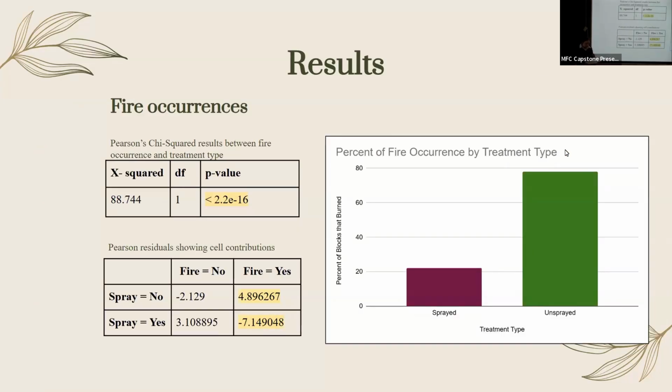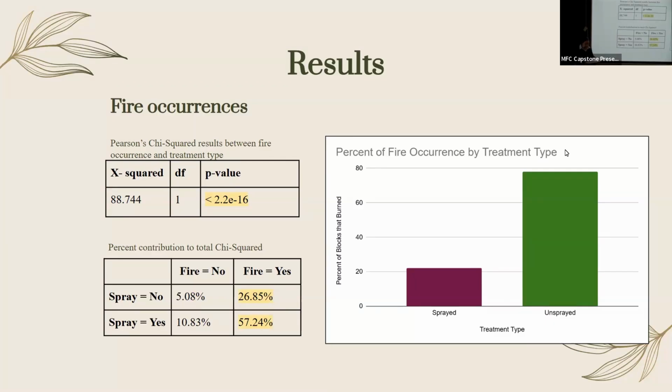So throughout the whole study area, there were 66 fires which burned more than 1,600 blocks. 22% of these fires happened on spray blocks, and 77% happened in unsprayed blocks. I did a Pearson's chi-square test on the overall fire occurrences between sprayed and unsprayed blocks, which was significant. And the Pearson residuals show that unsprayed blocks burned more than the expected values with this high positive residual, and spray treated blocks burned less than the expected values with this strong negative residual. So more fires than expected in unsprayed blocks and fewer fires than expected in sprayed blocks.